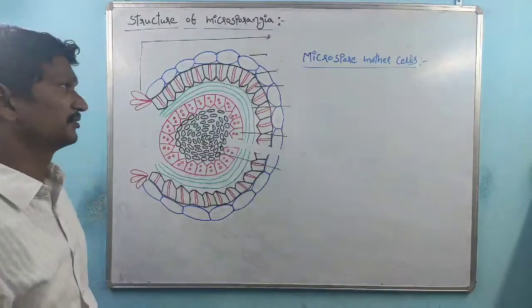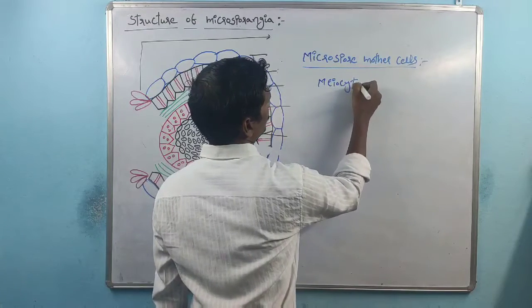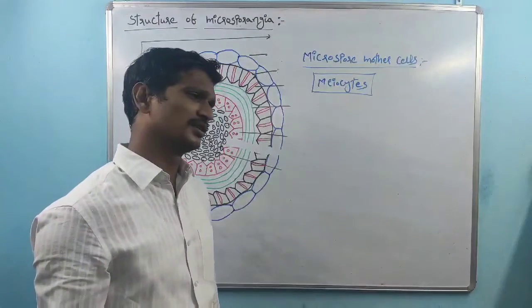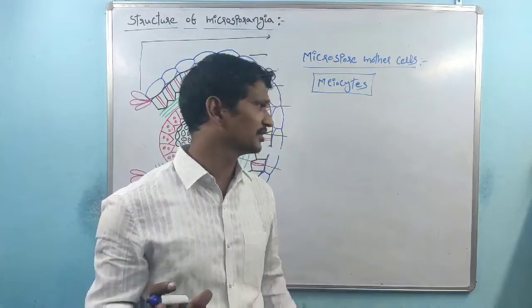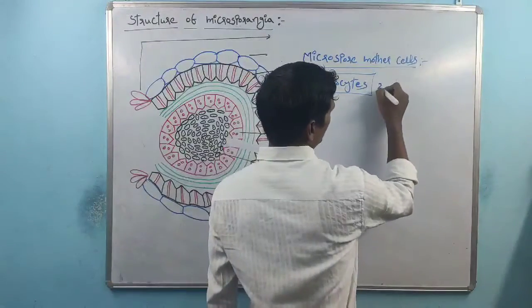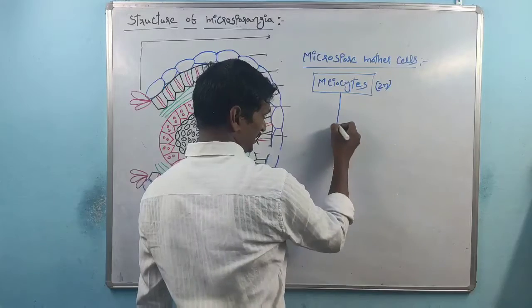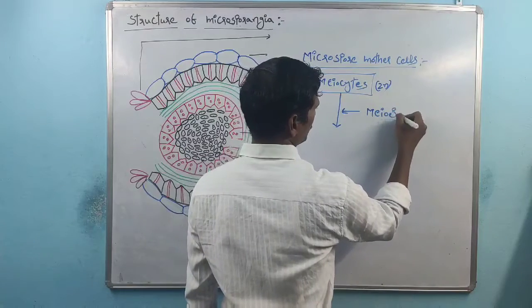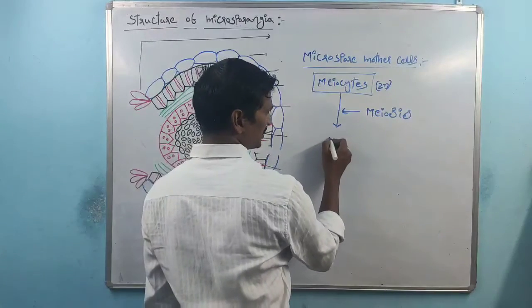Microspore mother cells are also called meiocytes. Simple. Which cells are involved in the meiosis process? Those cells are called meiocytes, either microspore mother cells or megaspore mother cells. Both are called meiocytes. So here the meiocytes are in the 2n state, right? The microspore mother cells undergo the meiosis process, and these cells are involved in the production of pollen grains.